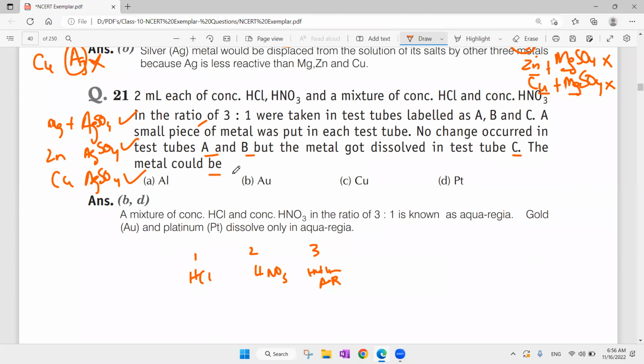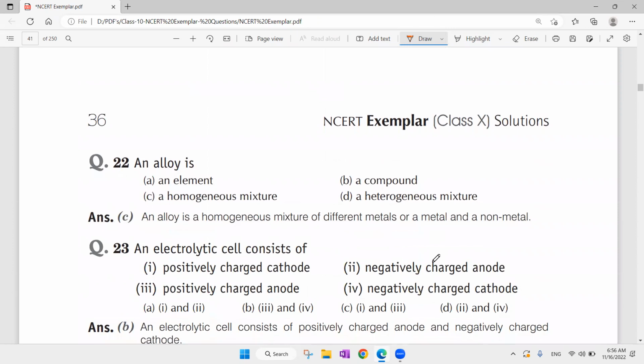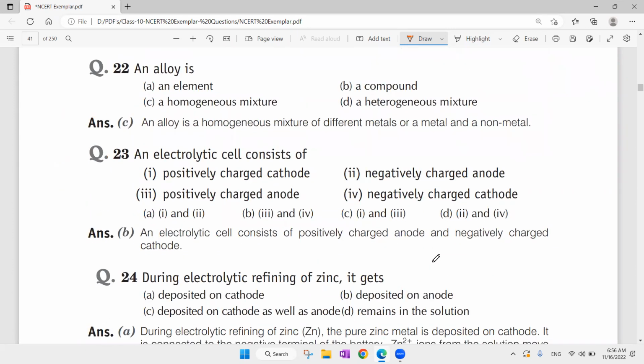So which metal will be dissolved in aqua regia? Gold, silver, or platinum. So in this, if you can find gold, that would be the answer. Gold, silver, platinum. So the answer is B, gold, and D, platinum. That is the answer. 22. An alloy is a homogeneous mixture of two or more metals. It is not heterogeneous. It is a homogeneous mixture. So the answer is C. Very straight question.